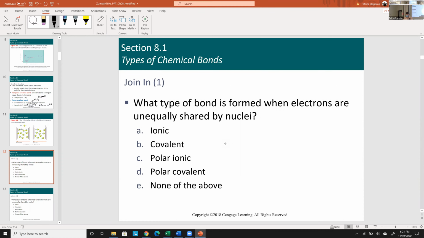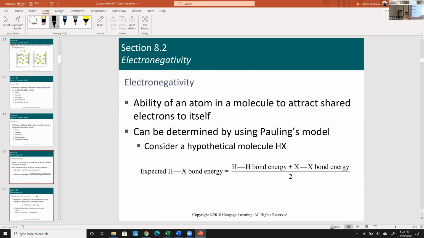Okay, so just to make sure you're alive and paying attention, what type of bond is formed when electrons are shared unequally? Yes, good job. Everyone got it. Good. We're so smart. Okay, so electronegativity, what does that mean?